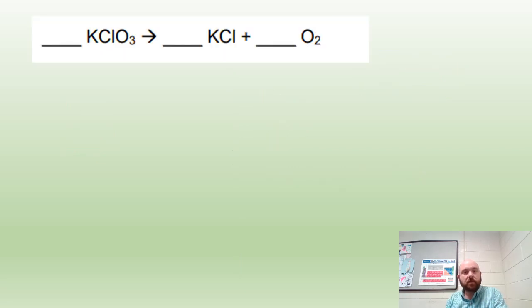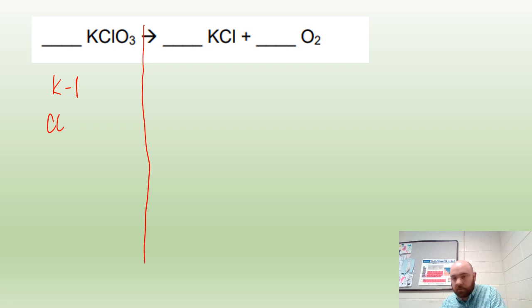Here's my next example, the decomposition of potassium chlorate into potassium chloride and oxygen gas. I'm going to draw my arrow from my yield sign down, and I'm going to count the elements that I see. The first element I see is potassium with the capital K. I see 1 atom of potassium there. The second atom I see is a chlorine, and I see 1 chlorine in my formula. And the third atom I see is an oxygen. I see 3 oxygens there.